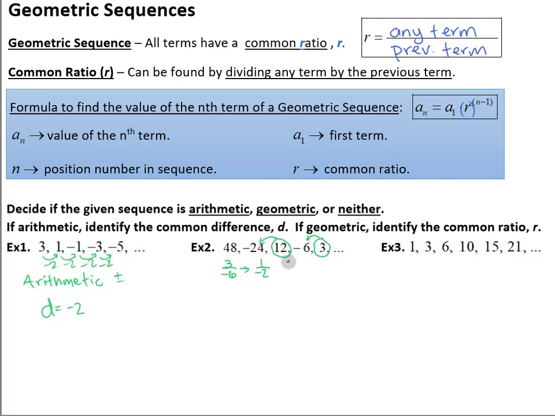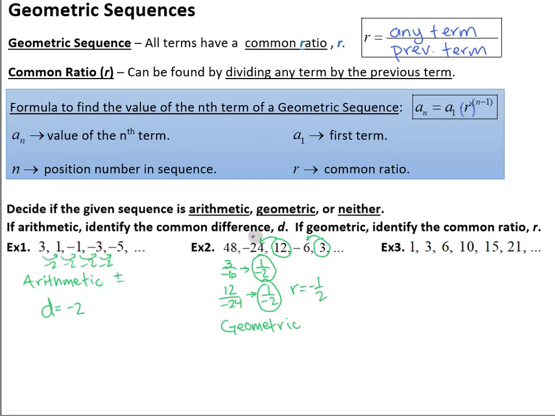I'm just going to pick 12. 12 over -24. So we're dividing by the previous term. If I divide each by 12, we get 1 over -2. So notice that we got the same ratio both times. That's called our common ratio, and that is a sign that this is geometric. And in fact, r, what we're multiplying by every time to go to the right, is -1/2.